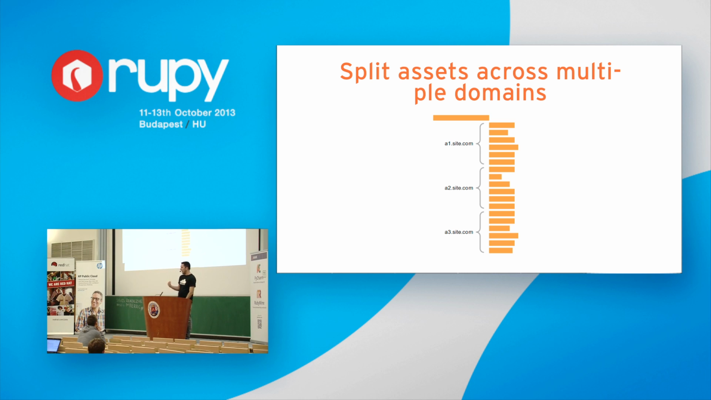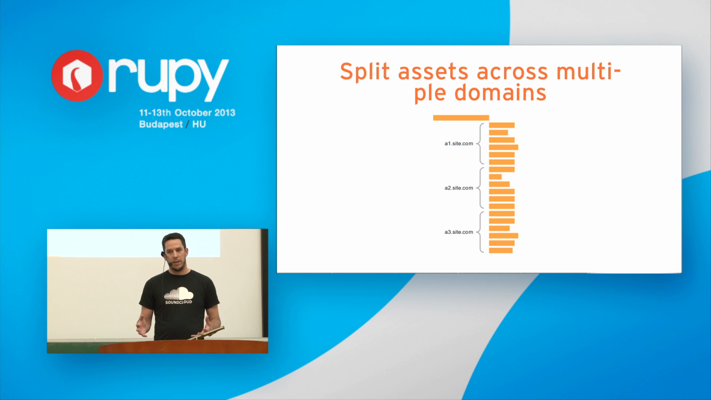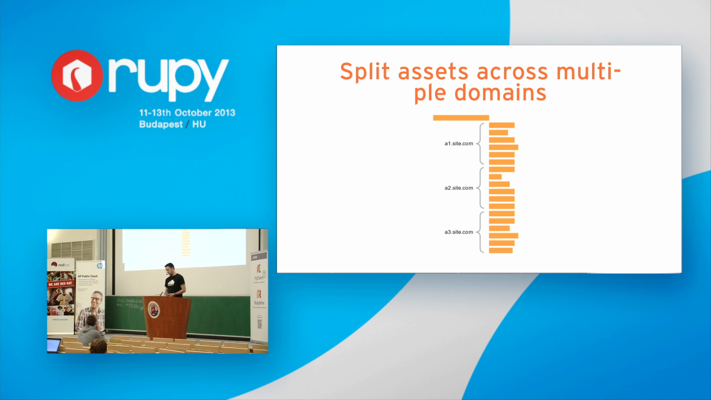There is a practical limit to how many domains you should actually split your assets across. Steve Souders did research on this and found that about 4 is the right amount there. When you get above that, the number of DNS lookups that you have to do for these extra hosts outweighs the benefits of this technique.